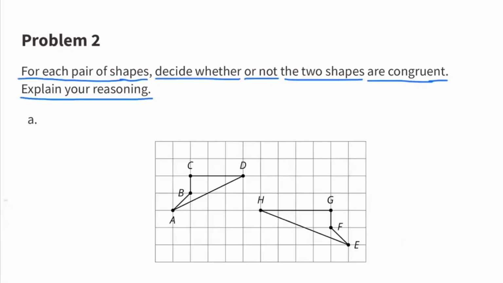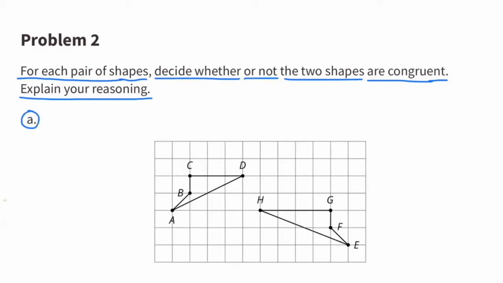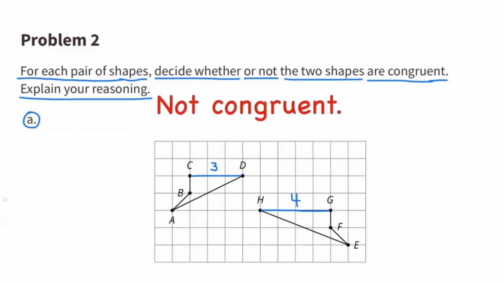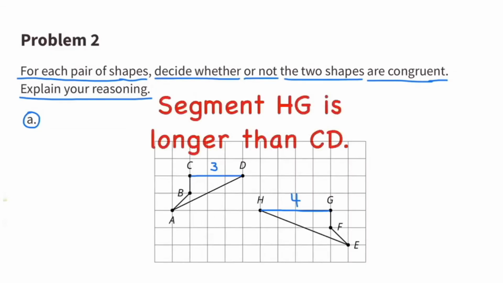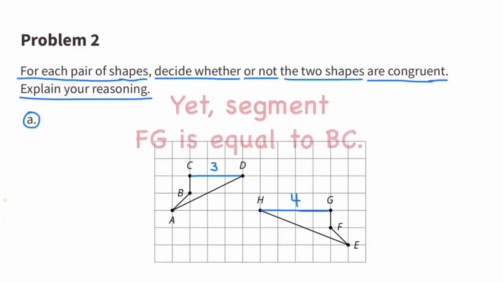Number 2. For each pair of shapes, decide whether or not the two shapes are congruent. Explain your reasoning. A. Line segment CD measures 3 on the first shape, and line segment GH measures 4 on the second shape, yet line segments BC and FG have the same measure. These two shapes are not congruent. Segment HG is longer than segment CD, yet segment FG is equal to segment BC.